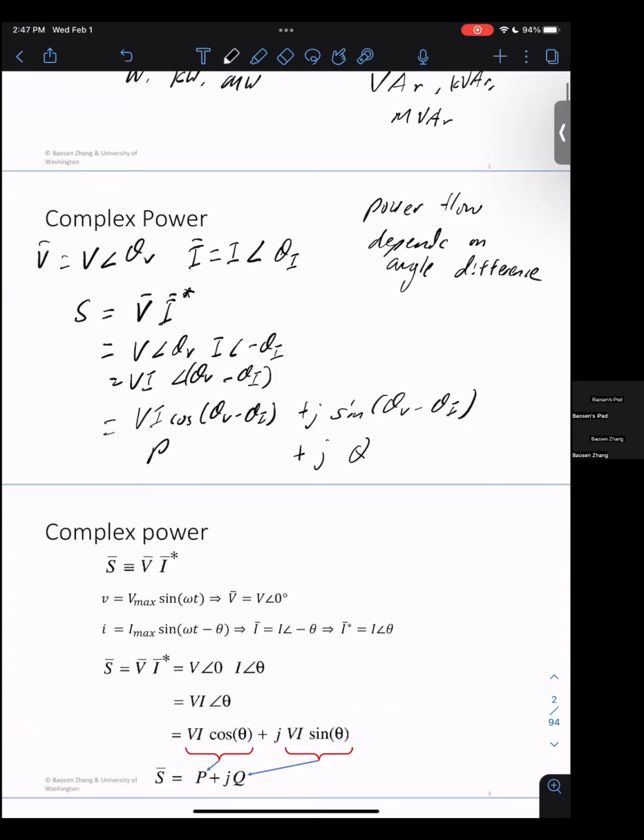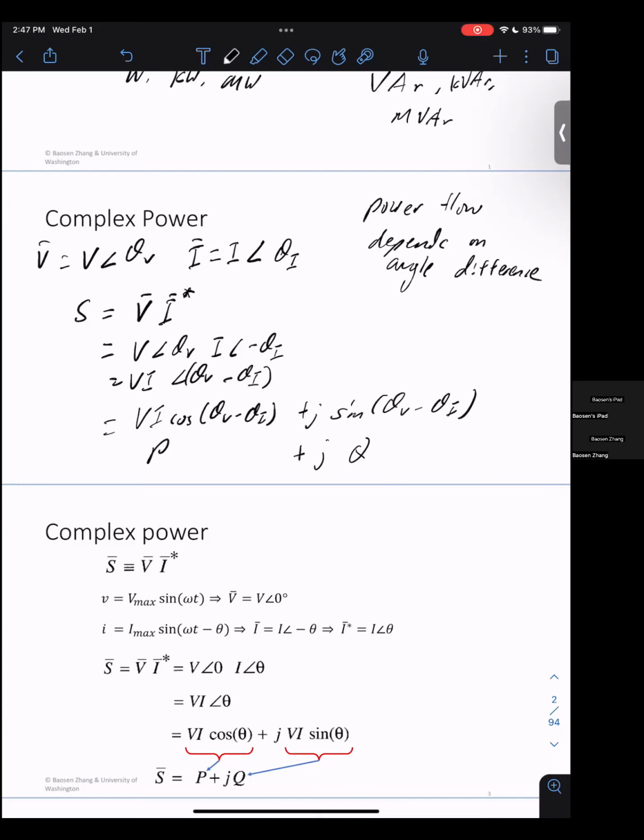So often for complex power, what we do is shift one of the angles to be zero. Since only the angle difference matters, normally you take the voltage angle to be zero and say the current has some angle minus theta, where theta is the angle difference. So you get a slightly cleaner formula. All right, any questions so far? Okay, good.